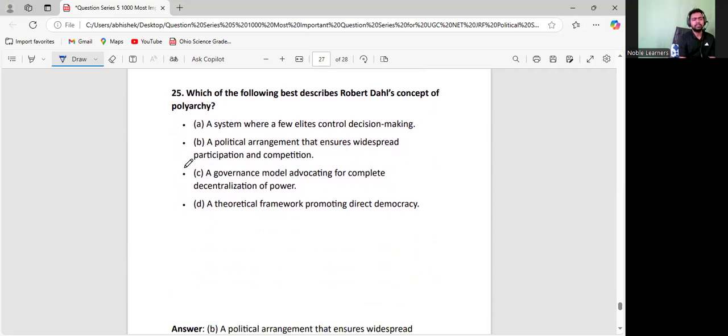So let us understand which of the following best describes the Robert Dahl concept of polyarchy. This is a very important concept. The concept of polyarchy says that the power in a society is not concentrated in just one group. There are different groups, and they all have different bargaining power depending upon their majority. Because nowadays there is the provision of one person, one vote, one value. So the more the number in your group, the more the bargaining power, the more resources you can bargain from the government.